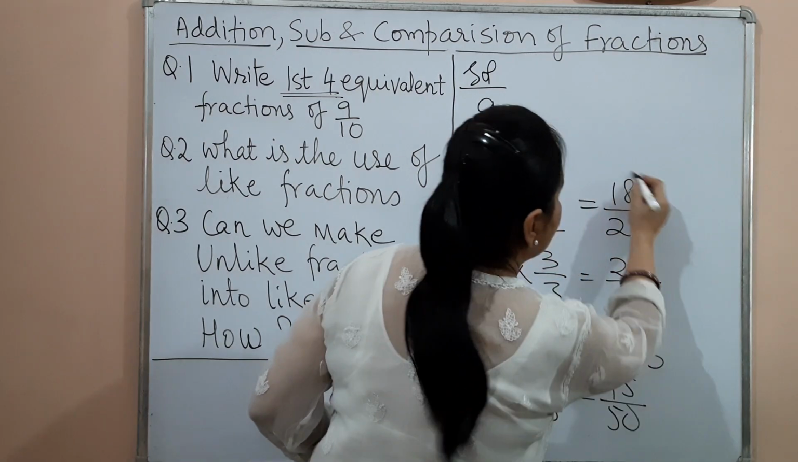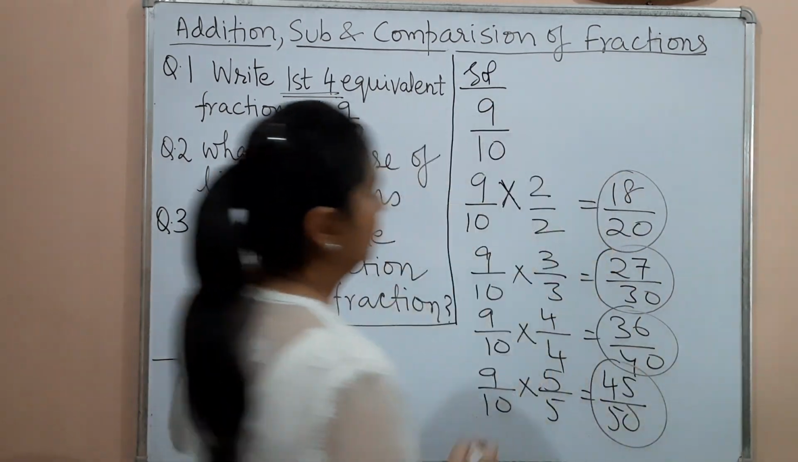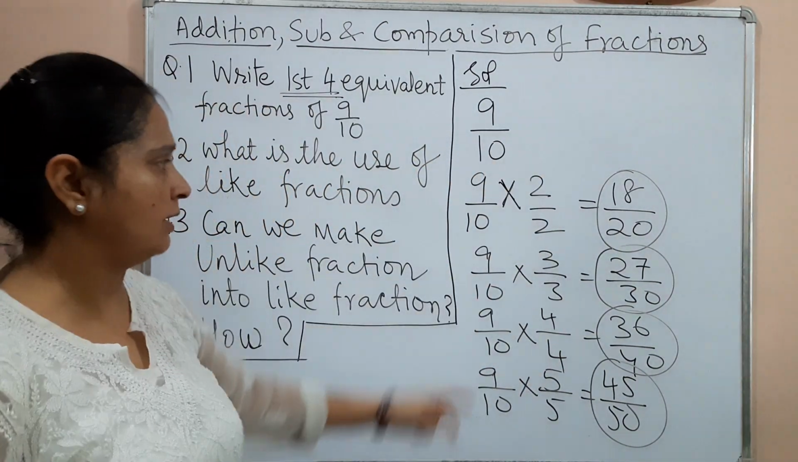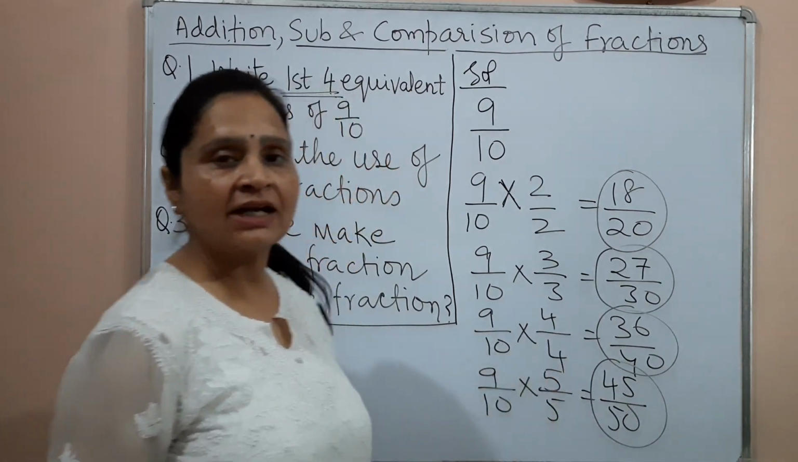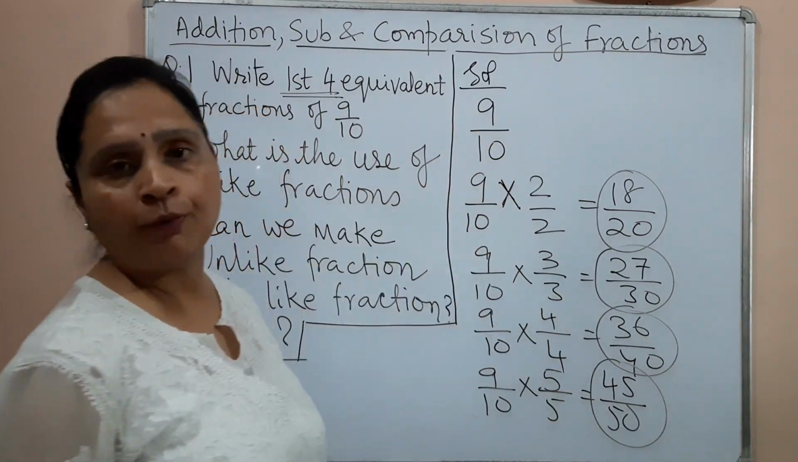10 5s are 50. So these are the 4 equivalent fractions which are equal to 9 upon 10. So these are 4 fractions which are equivalent fractions, which are equal to 9 upon 10.